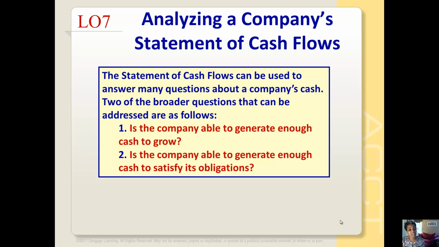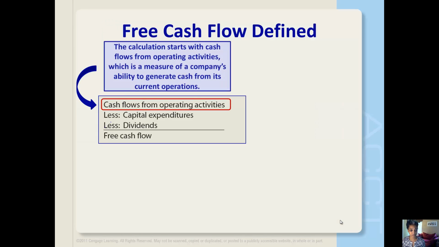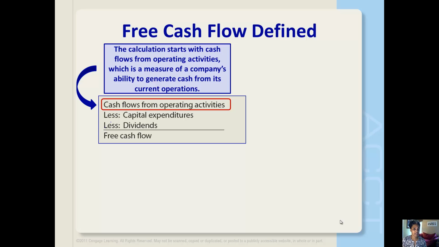So if we want to analyze the statement of cash flows, we can use this statement to answer a few questions about a company's cash. So two of the broader questions are, is the company able to generate enough cash to grow? And is the company able to generate enough cash to satisfy its obligations? And so let's go through how we use this statement to answer those two main questions.